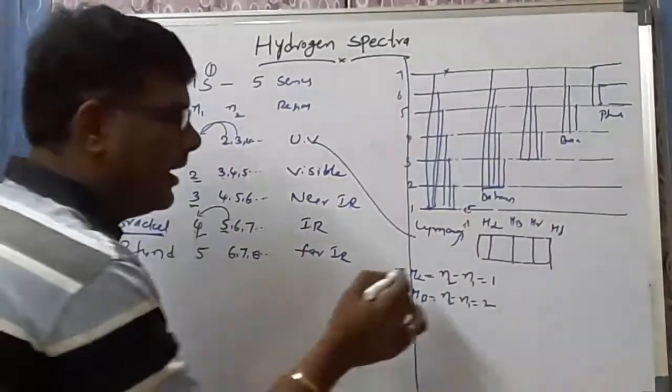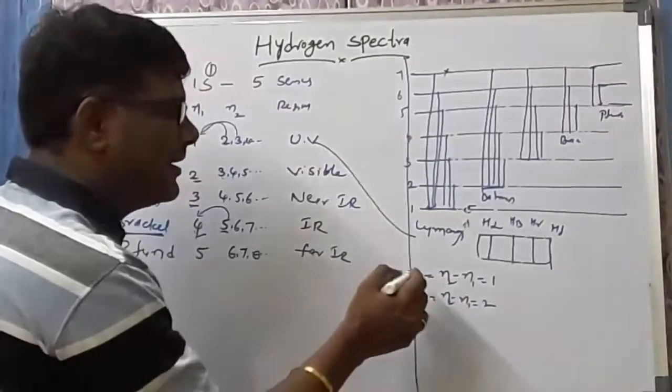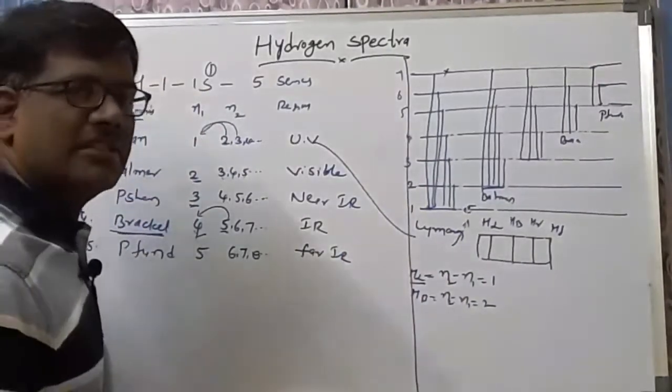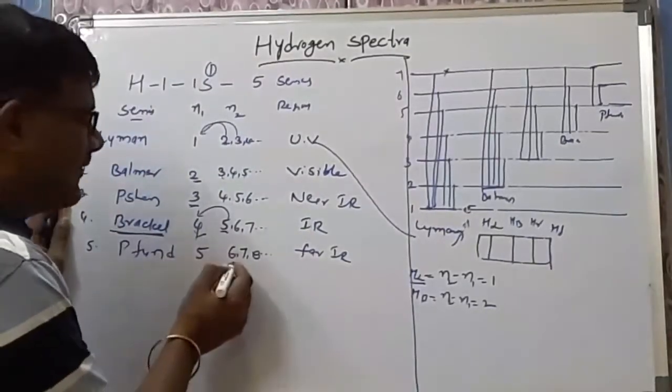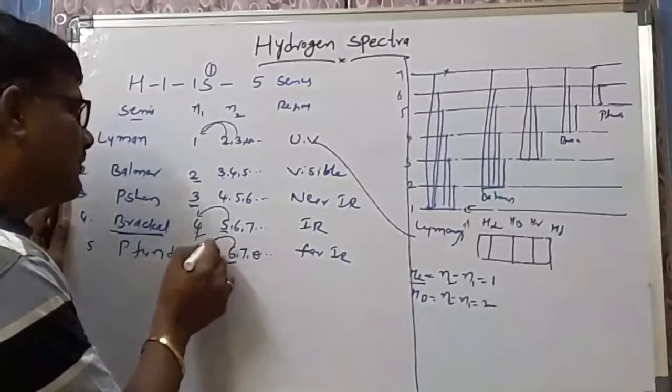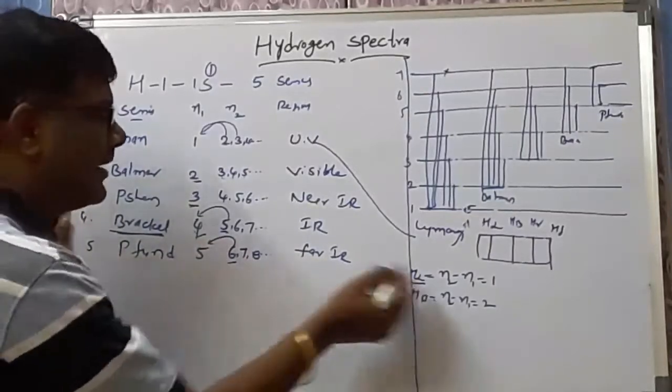Any series you take, where N2 minus N1 equals 1, the line is called the first line, which is called the H alpha line for that particular series. For the Pfund series, what is the first line? The electron jumps from 6 to 5, and then you will get the H alpha line.